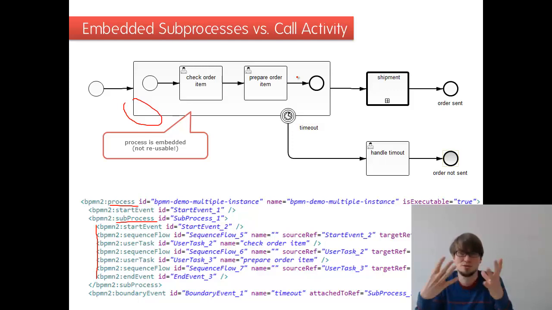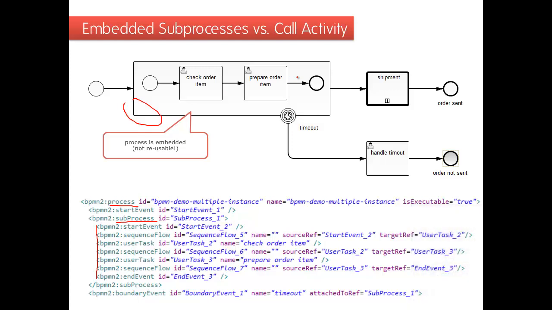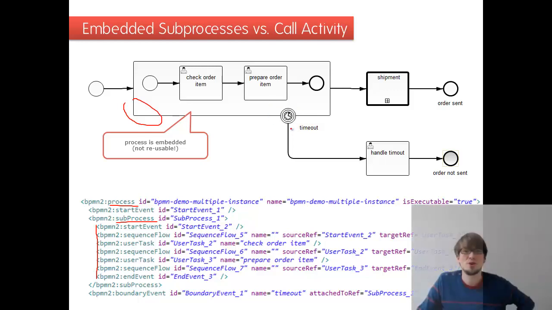Okay, it's not a separate file, it's not a separate process, it's the same process definition, the same process instance running here. It's just a scope. And this scope can be used, for example, to attach boundary events. In this case, it will mean it doesn't matter if you're taking too long in check order items or prepare order items. If the whole sub-process takes too long, I'm going out over that sequence flow.